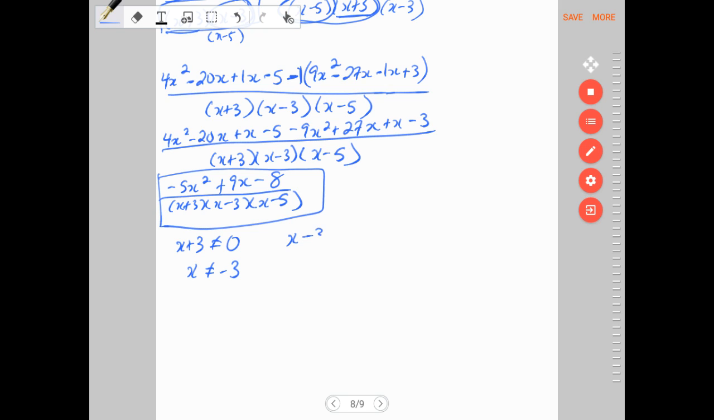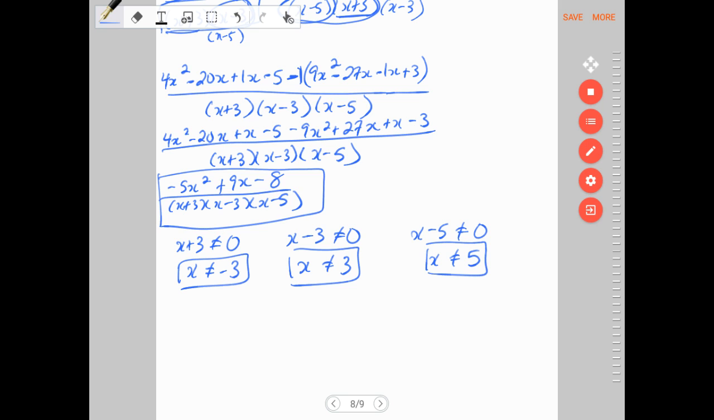We have x minus 3 can't be 0. That's in our denominator. So again, I'm going to add 3 to both sides. So x cannot equal positive 3. And we have x minus 5 in the denominator, so that can't be 0. I'm going to add 5 to both sides, so x cannot be 5. Okay, so those are all my NPVs, and I do believe now you are finished.